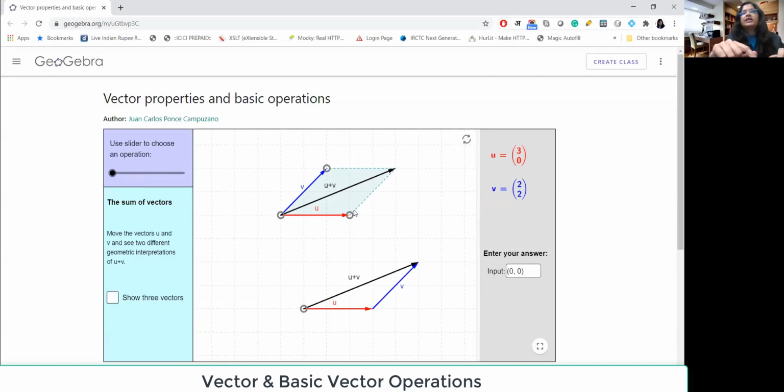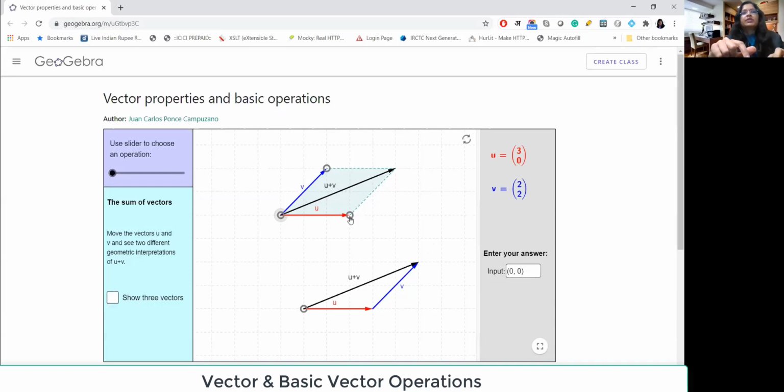So here u is 3, 0 because this is the 0, 0 point, 1 step, 2 steps, 3 steps in the direction of the x-axis. So 3, 0 is the coordinate. For v, the x coordinate is 1 and the y coordinate is 2. I hope this is clear. If you want, you can change the coordinates.